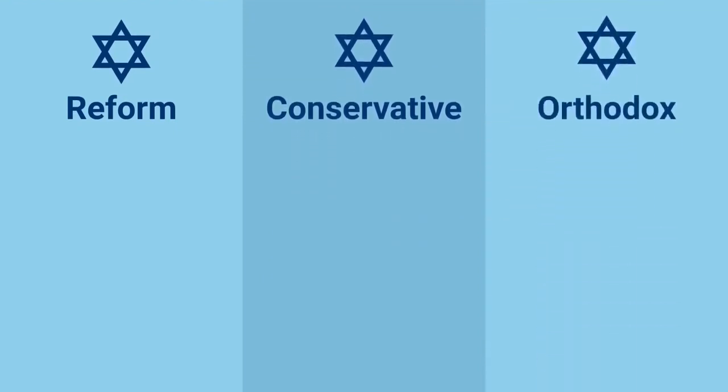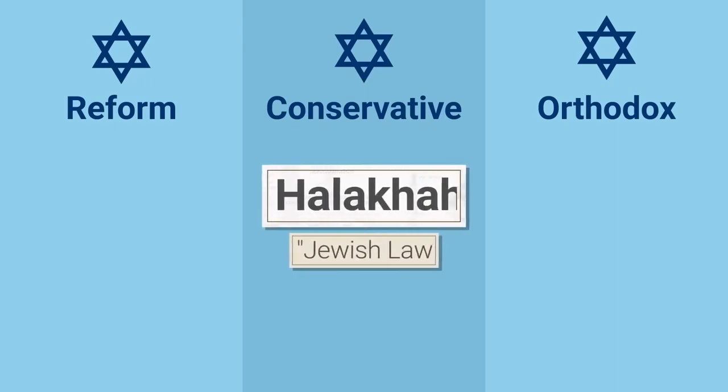So before we continue down the tree, I want to explain the main differences between these three branches, or as I'm calling them here, denominations. At the end of the day, the difference boils down to just one thing, and one thing only: their approach to Jewish law, which is called halacha.